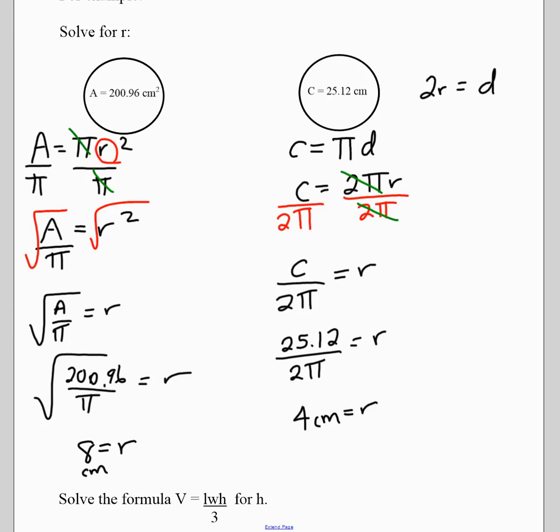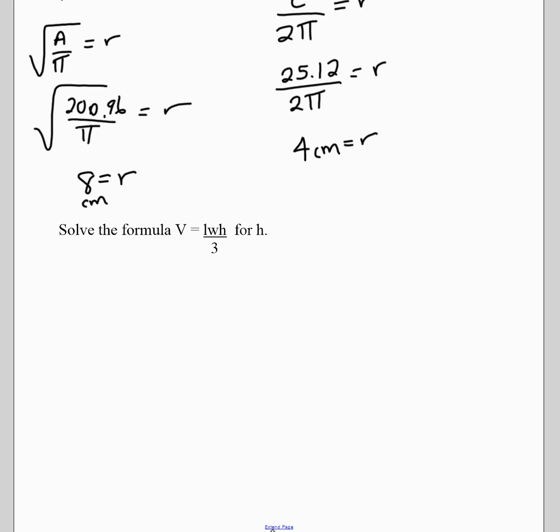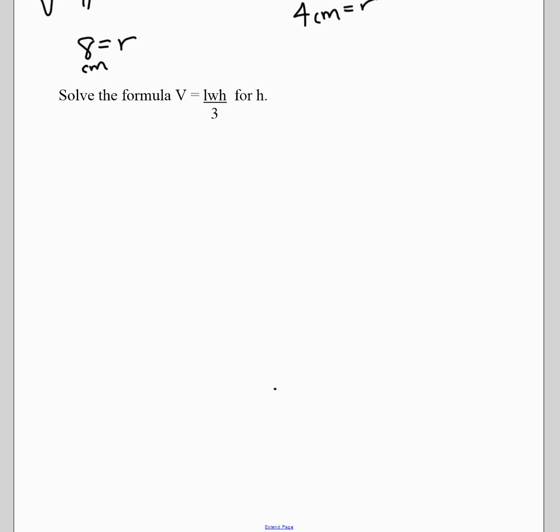So all we're doing really is using our algebra skills and changing the formula from area equals or circumference equals to a different letter. So let's look at this last example here. Let's look at the formula. Volume is length times width times height divided by 3. How could we solve that formula for the letter h? So we want to get h by itself. The first thing that we need to do is get rid of this dividing by 3. How do you get rid of dividing by 3? You have to multiply both sides by 3.